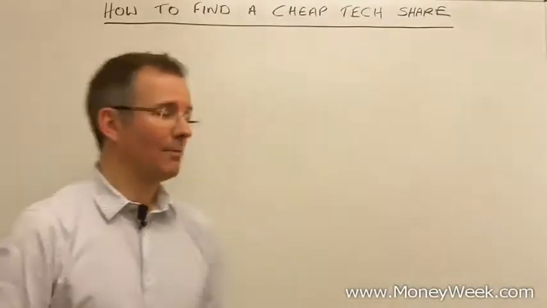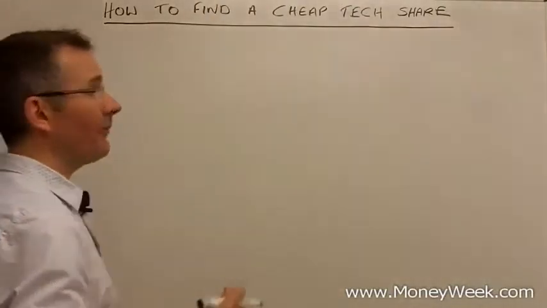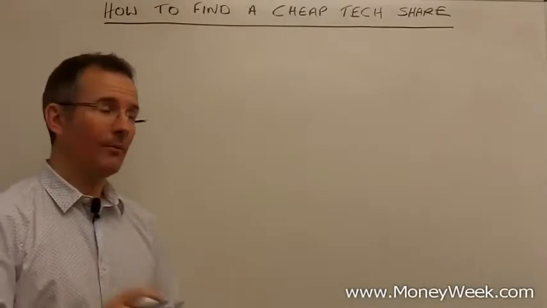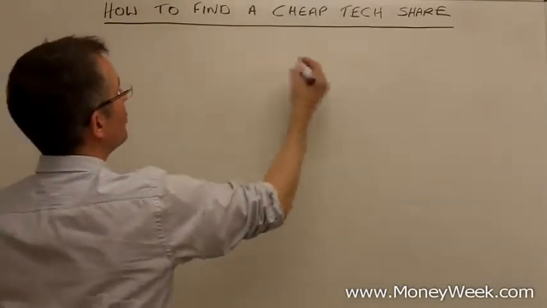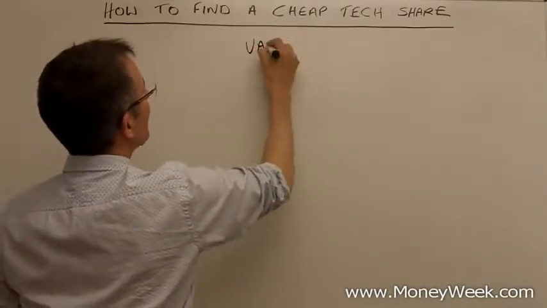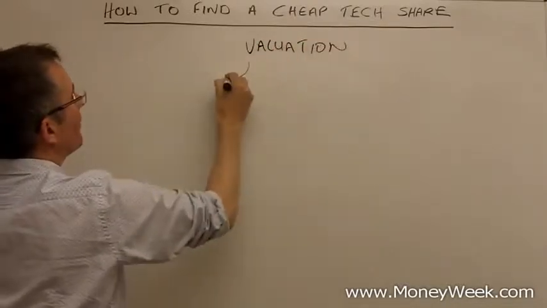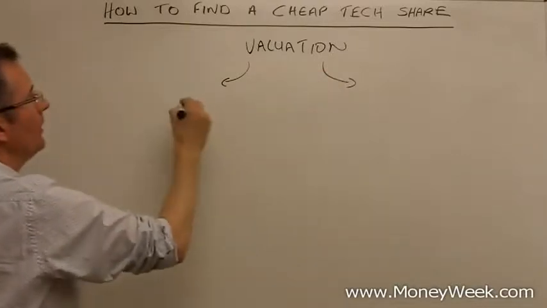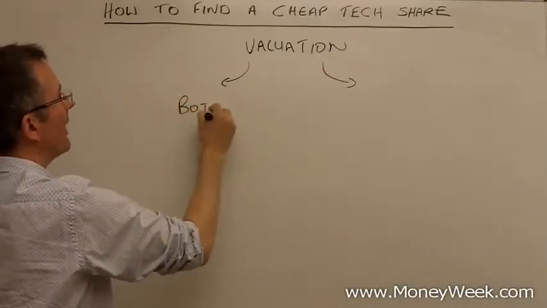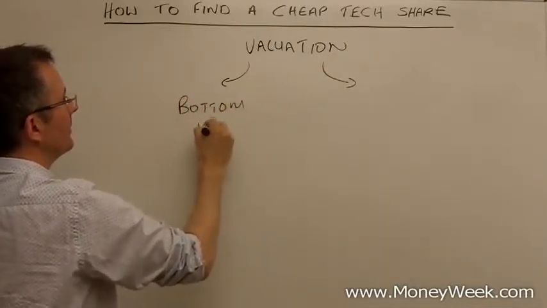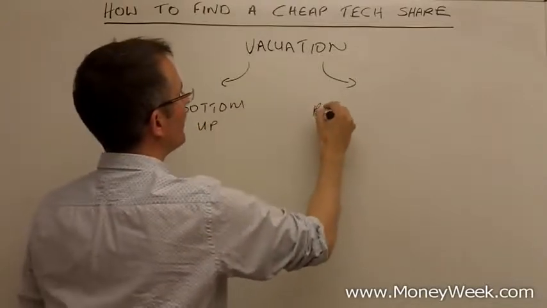Right, so valuation, how's it work? This is going to be a summary in this video, we're not going to go into all the detail, but basically you've got two choices. If you're trying to work out, is a stock cheap or expensive, you can either do what I'd call a bottom-up valuation, or you can do a relative valuation.